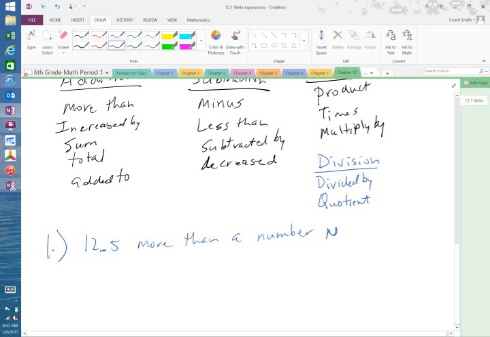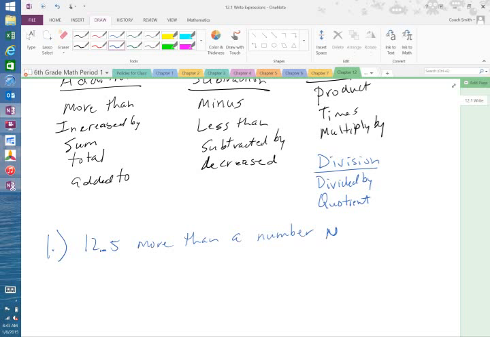Write an algebraic expression for each phrase, then evaluate given n equals 5. Okay, so they want us to write an algebraic expression for each sentence, and then they want us to evaluate, which means to simplify. Okay, they want us to evaluate if n is equal to 5. So let's first of all write an algebraic expression for number 1.